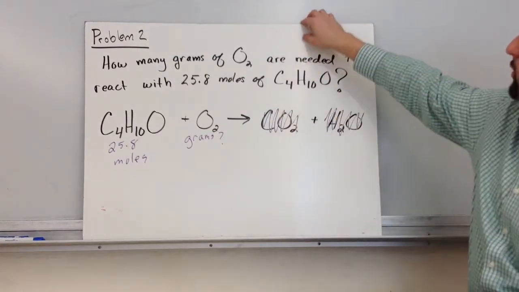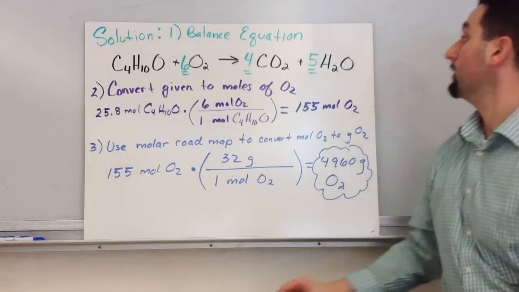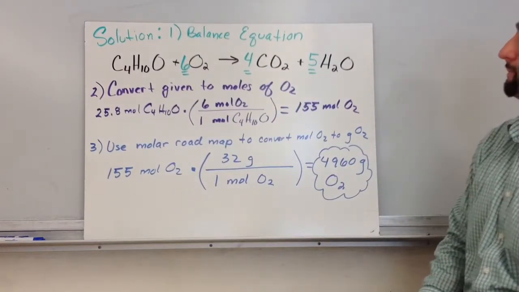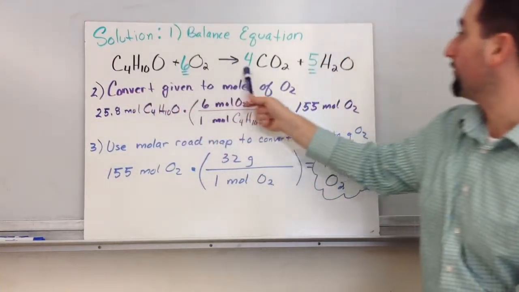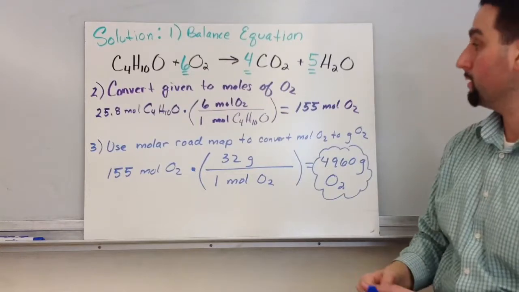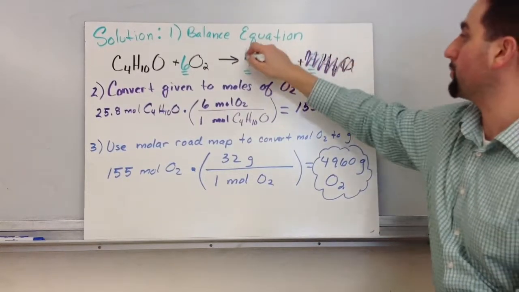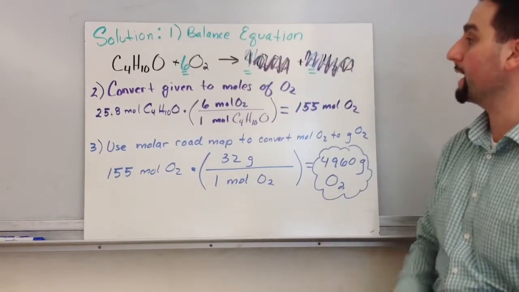So as always, let's balance. If we balance the equation here, here's what we get. This was a tough one to balance. A 1 to 6 to 4 to 5 ratio. But once again, I don't worry about these products. We're just comparing our two reactants.